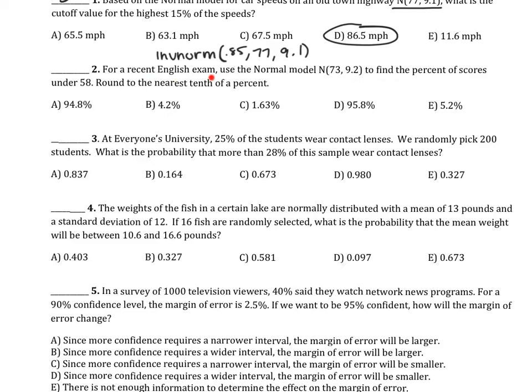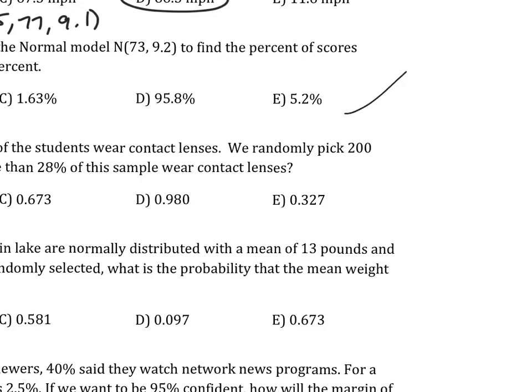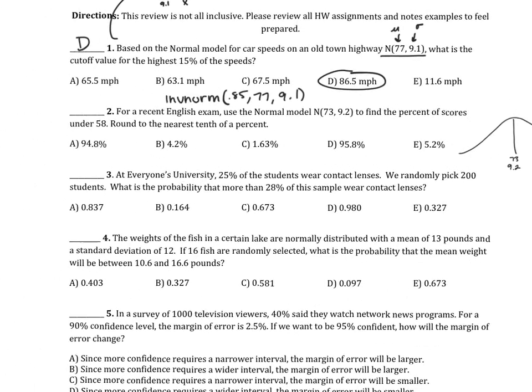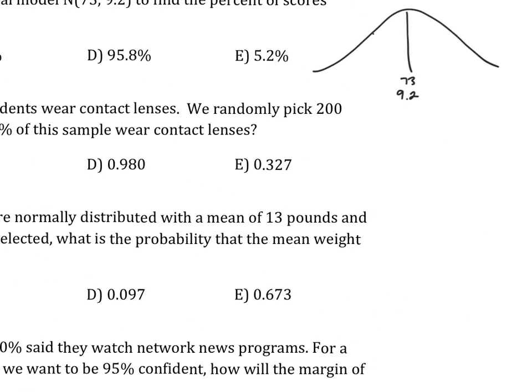Number 2, for a recent English exam, use the normal model, mean 73, standard deviation 9.2, to find the percent of scores under 58, round to the nearest tenth of a percent. So now we're looking at a percent of scores. So what we're doing is we have a normal curve centered at 73 with a standard deviation 9.2. And we want to find the percent of scores under a particular X value, which is 58. So I want to know the percent of scores less than 58.